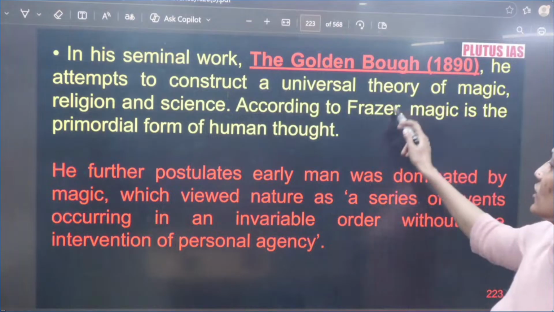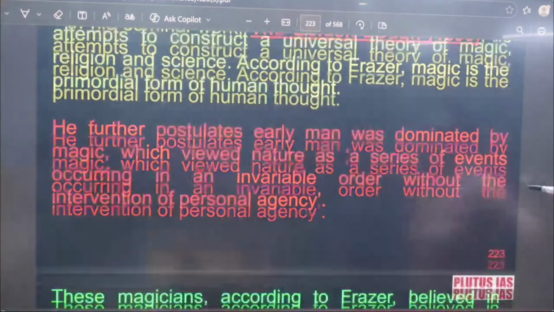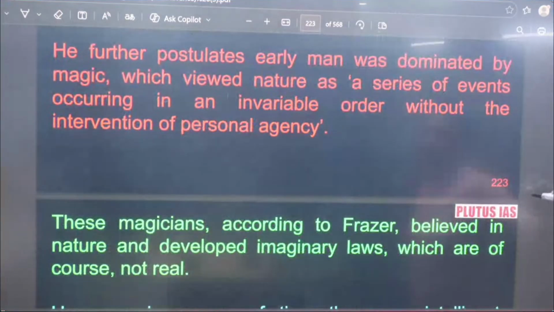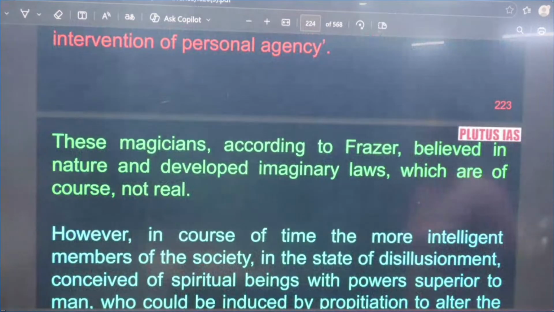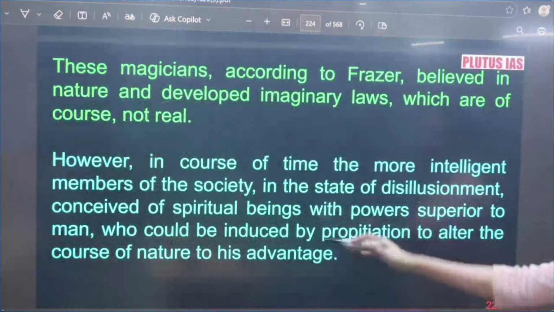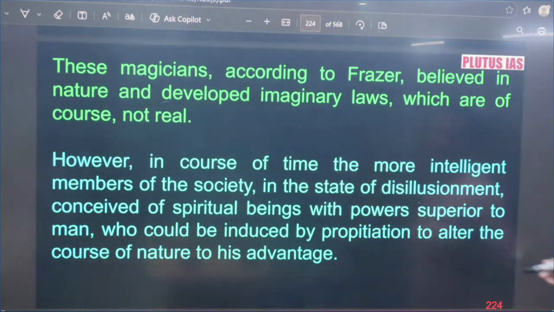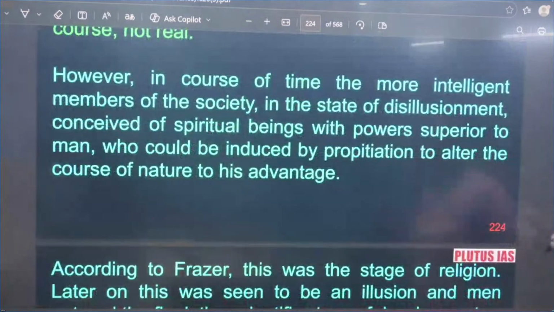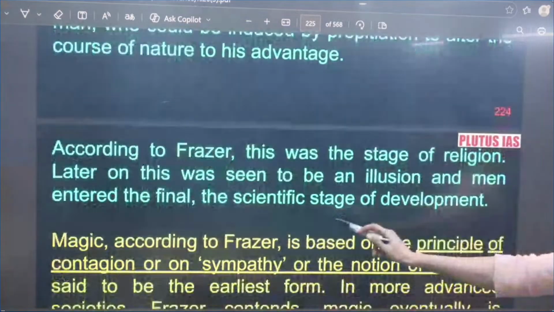Just simple. Magic is the primordial form of human thought. Okay, just write down this. Magic. People were just trying to understand through magic and superstitious beliefs. According to Frazer, these magicians believed in nature and developed imaginary laws. However, in the course of time, the more intelligent members of the society, as Auguste Comte says, took disillusionment. Then this changed. Then we have the stage of religion, and then we have a scientific stage.